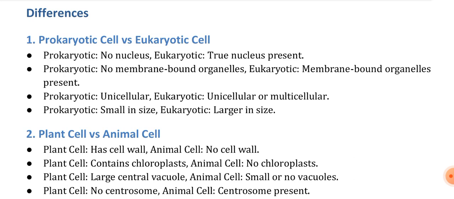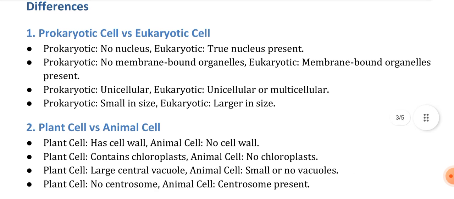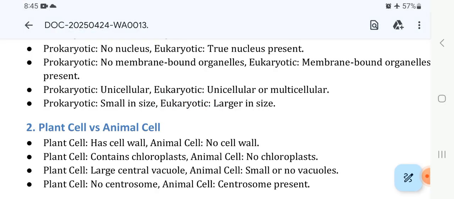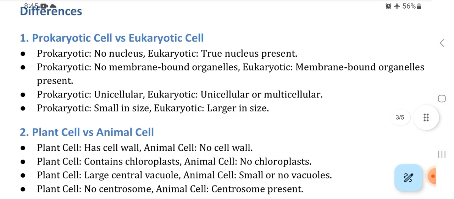So in the prokaryotic cell, no nucleus, that means no structured nucleus, or no definite nucleus, or no developed nucleus. In the case of the eukaryotic cell, a true nucleus is present. So no nucleus means no true nucleus. And in the prokaryotic cell, there are no membrane-bound organelles present, like mitochondria and plastids. In the case of the eukaryotic cell, membrane-bound organelles are present.